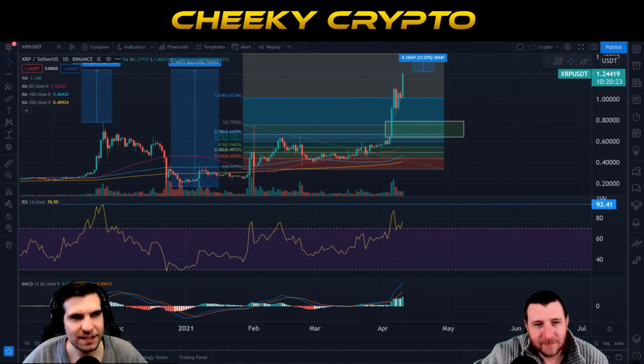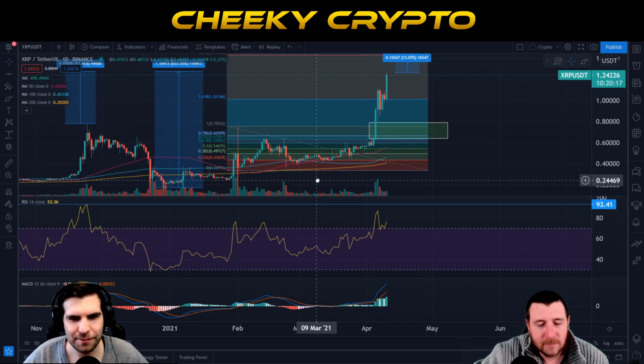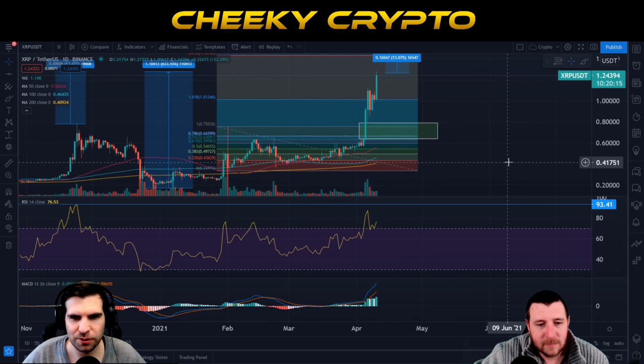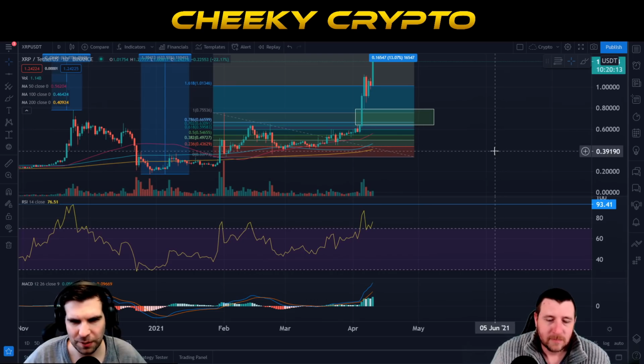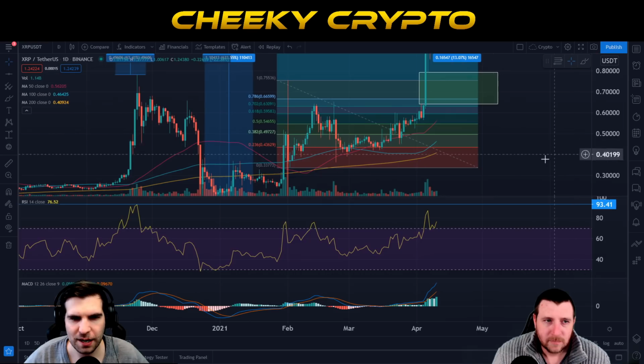Right, Chris, so this is XRP to the USDT. This is the daily chart and Binance is our data source. Now we have got a Fibonacci retracement tool on here, and for most people who probably follow XRP will be familiar with the tool itself, right? So we have a low level and a high level that sets our Fibonacci retracement tool up, right?